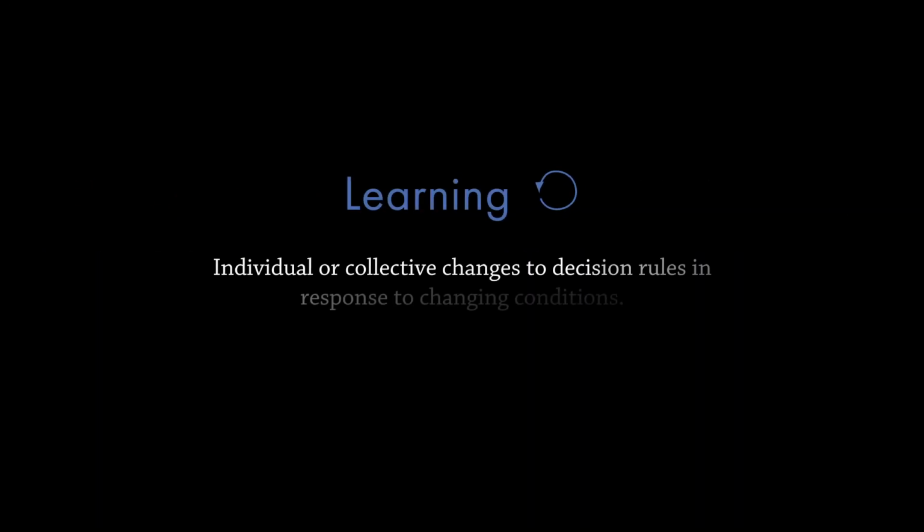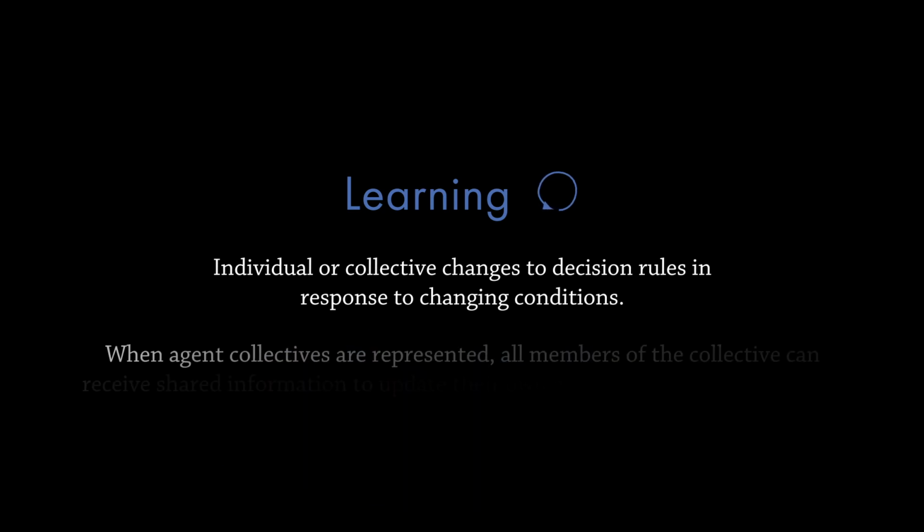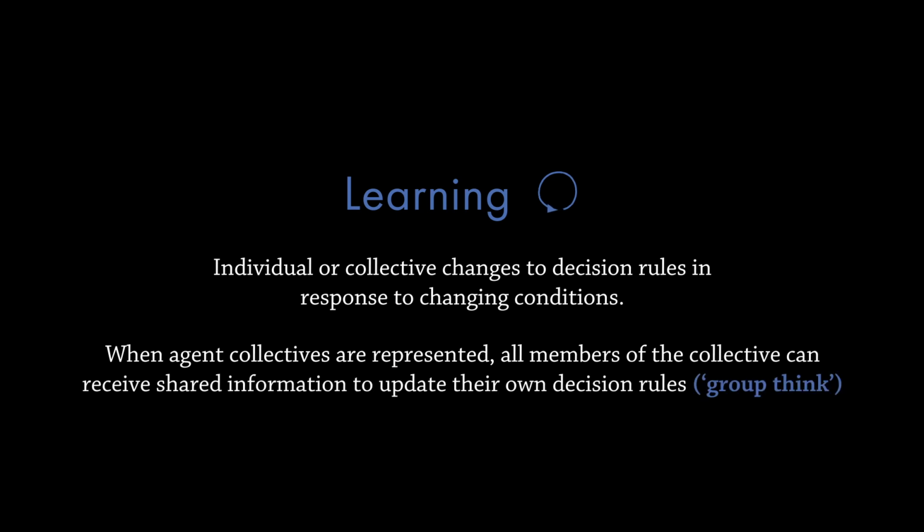Learning is defined as either individual or collective changes to decision rules in response to changing conditions. Individual learning by an agent can be achieved either through direct experience or shared information, among a social network, for example. When agent collectives are represented, all members of the collective can receive shared information to update their own decision rules.